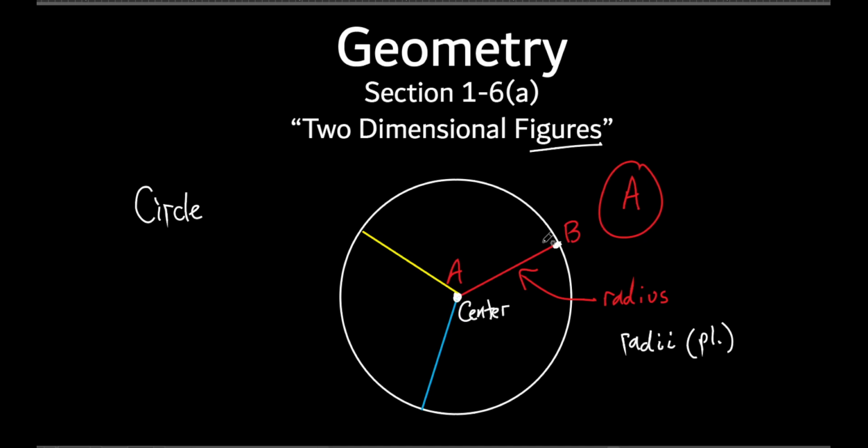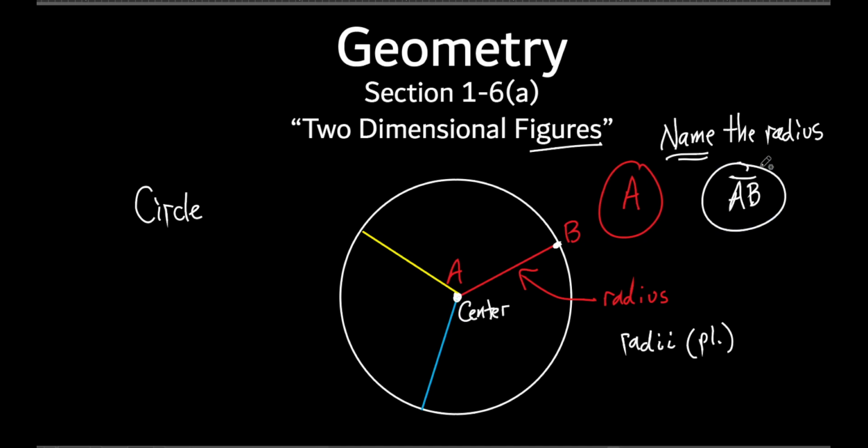A radius is a what? Is it an angle? Is it a line? Is it a ray? Is it a line segment? It's a line segment. So what if I asked you to name the radius of that circle? Then what would the name of that radius be? Not just AB, but what? No, not radius AB. What did we say it was? It's not a line. It's not a ray. It's a line segment. So how do we write line segment? We put that little thing over top of it. So if I asked you to name the radius, it would be line segment AB.